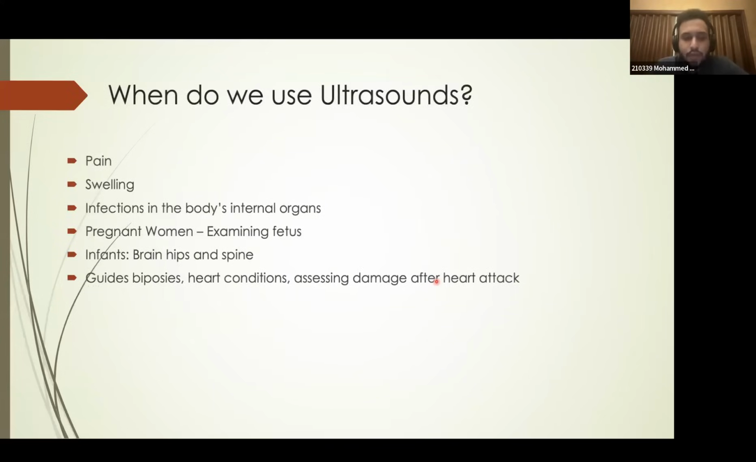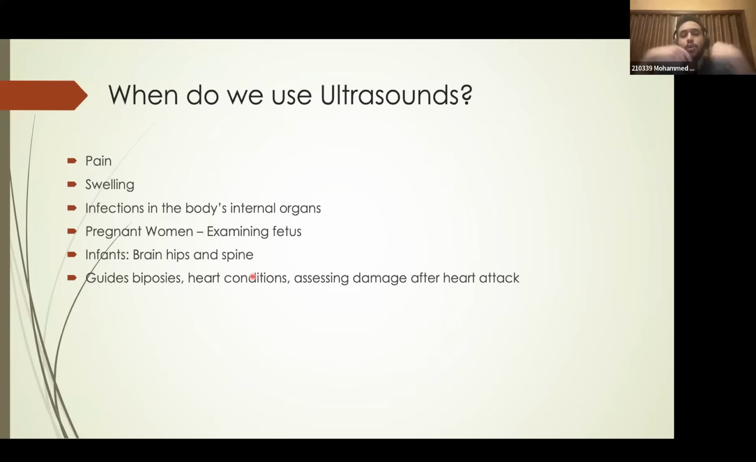Now, in what cases do we use ultrasound? If the patient has pain, swelling, or infection in the body's internal organs, for example, appendicitis or cholecystitis of the gallbladder, you could use ultrasound. But also, if you have, for example, a skin abscess, you can still use ultrasound there. Especially if you're doing a less invasive procedure, for example taking a biopsy or draining an area, you have to use ultrasound because you need to guide your needle while you're doing it. So for example, for a fine needle aspiration of the thyroid, you have to do an ultrasound guided biopsy.